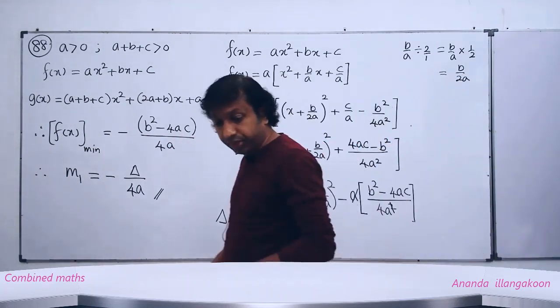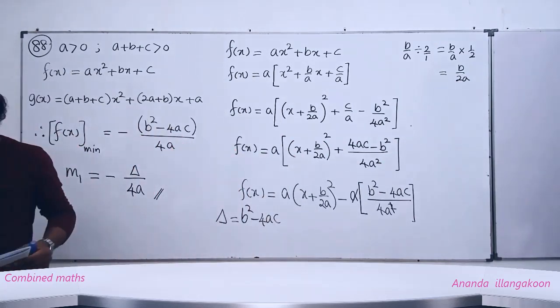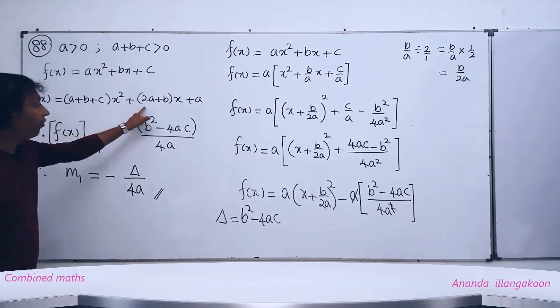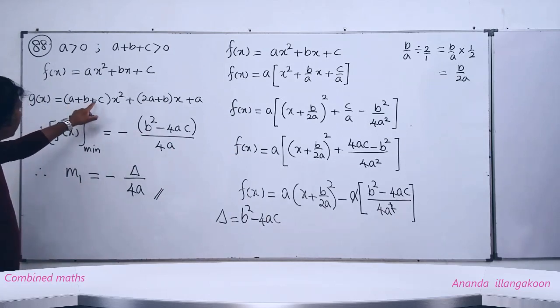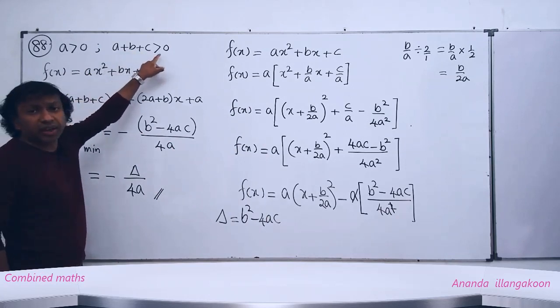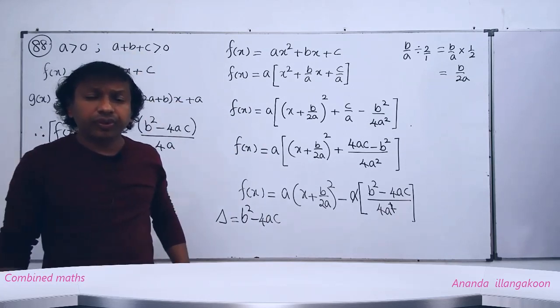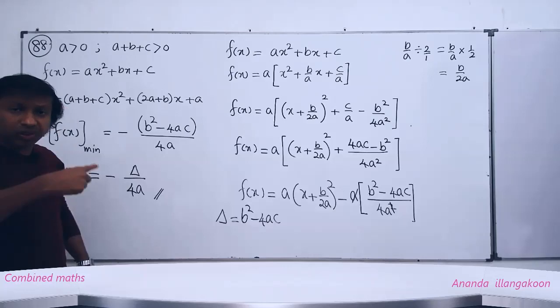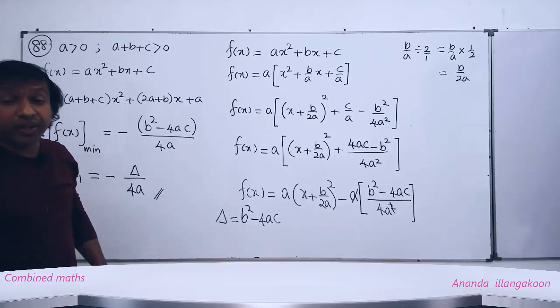Now we are given another sentence like this. Let m2 be the minimum value of g(x). g(x) also has a minimum graph. What is the reason? a plus b plus c is the x squared coefficient. We are given a plus b plus c greater than 0. Greater than 0 means positive. When the x squared coefficient is positive, the corresponding graph is a minimum graph. We know that. Then for this g(x) also, we have to find the minimum value, given as m2.